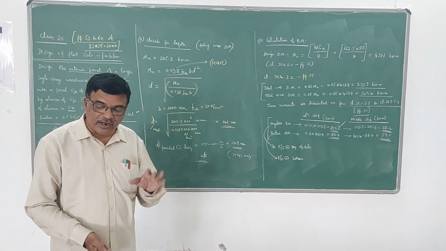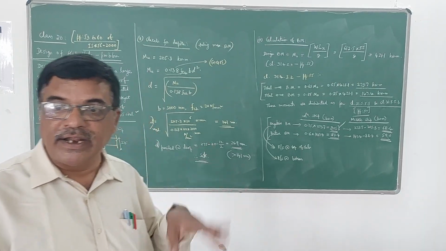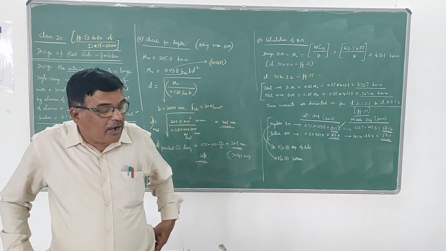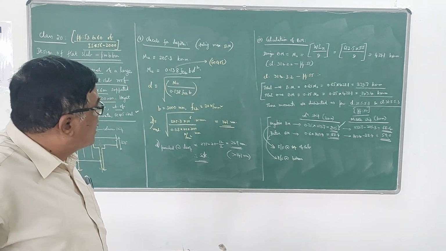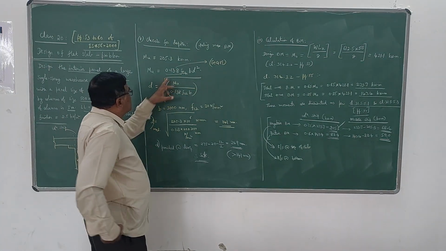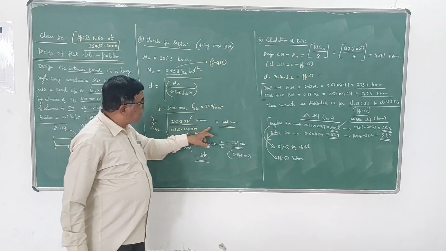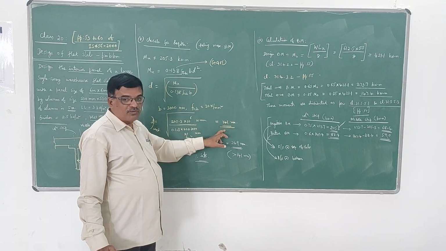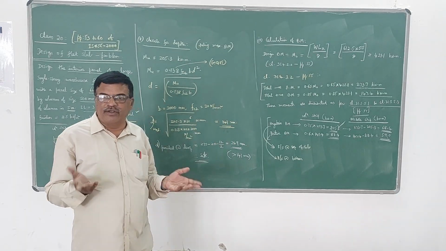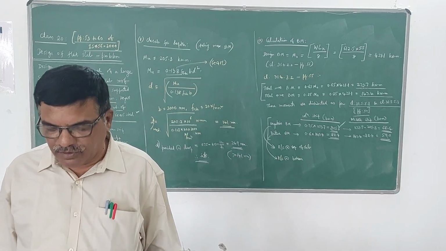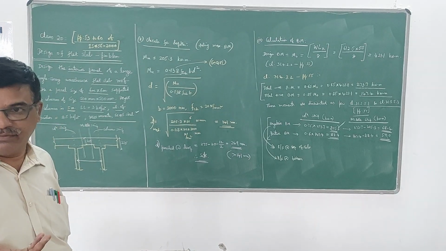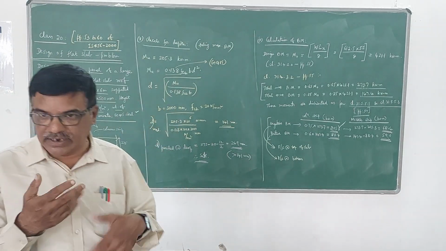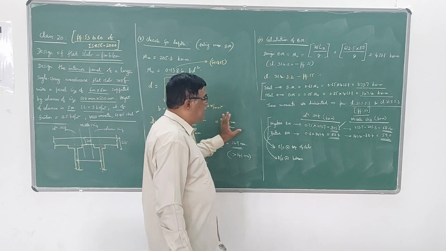Initially we assume some depth based on the L by D ratio. Then after calculating all the loads and moments, we take the maximum bending moment and check whether the depth provided is sufficient. The d required based on the moment value is 141, but the provided depth is more. When provided is more, it is safe. If provided is less, then we have to redesign: increase the depth and once again calculate the load, dead load, everything. Dead load will change when you increase the thickness.